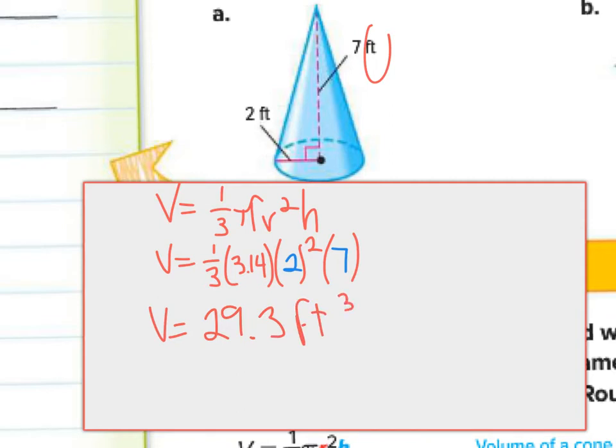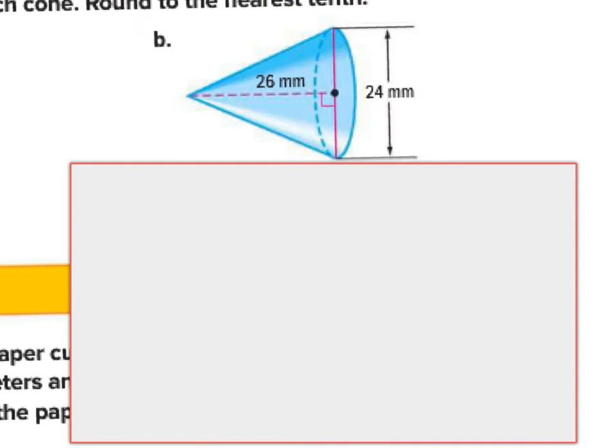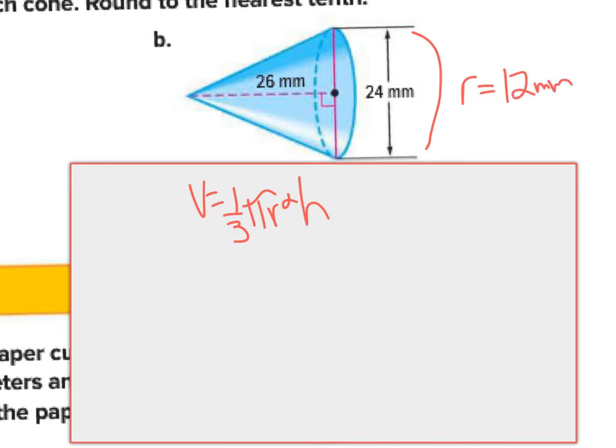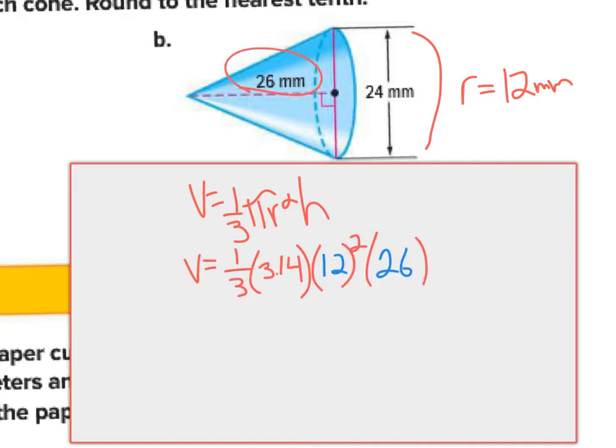Okay, now let's check B. Again, let's write down our formula. Volume equals 1/3 of pi r squared times height. This time we're being given the diameter. Don't forget, that's the diameter, the distance all the way across. So we need half of that for our radius. So our radius will be 12 millimeters, right? That's our radius. So let's use that. And our height is 26, as you can see right there. So let's replace our variables.